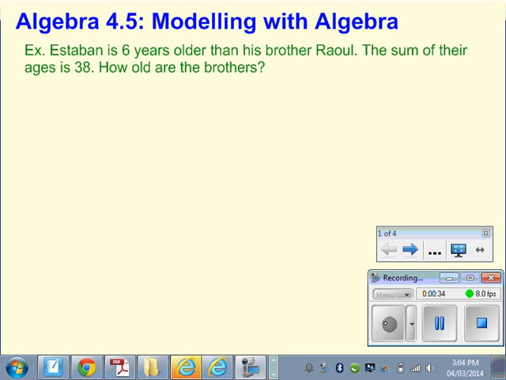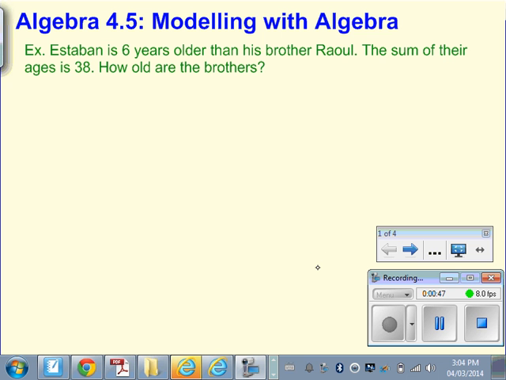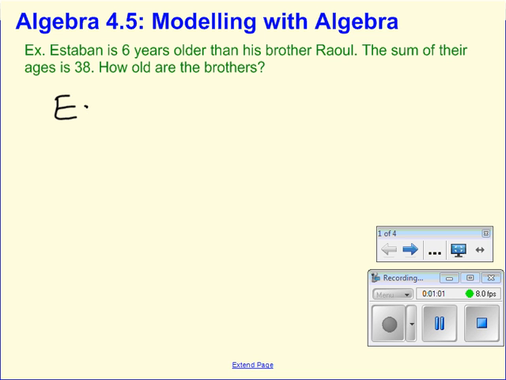So let's take, for example, this question. Esteban is 6 years older than his brother Raul. The sum of their ages is 38, and I want to know how old each of these brothers are. So with algebra, I have to be able to represent certain pieces of information with variables. So I know that overall Esteban plus Raul equals 38 years old.